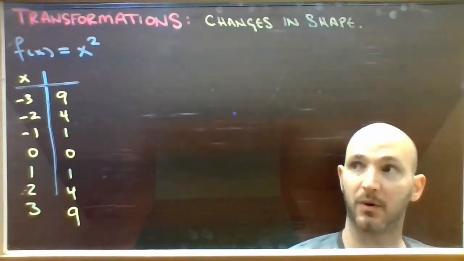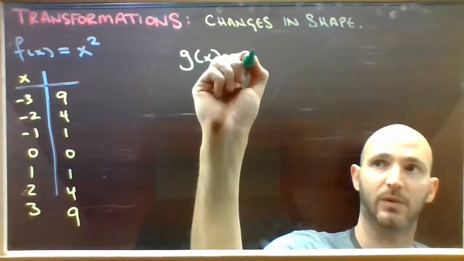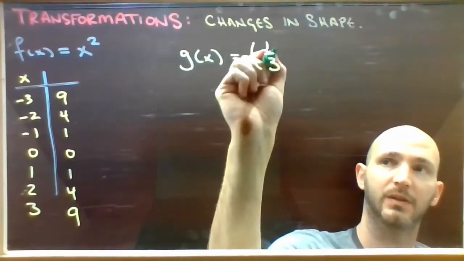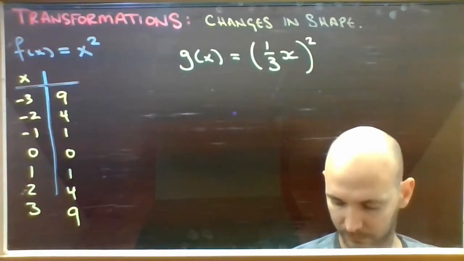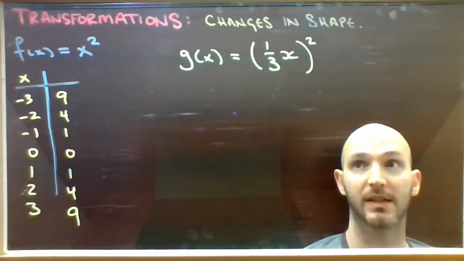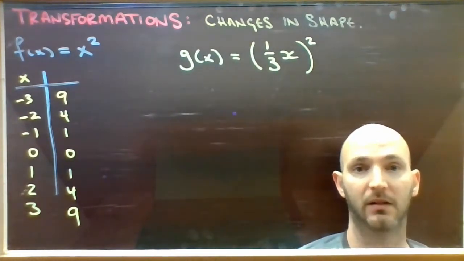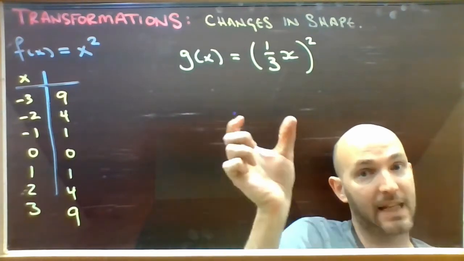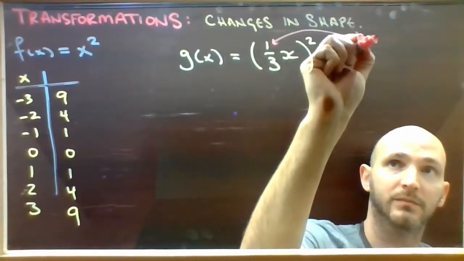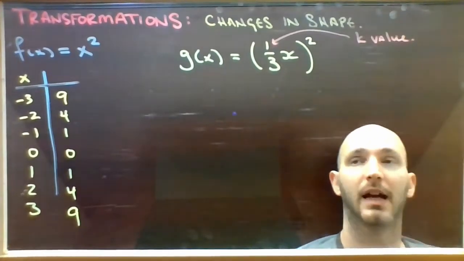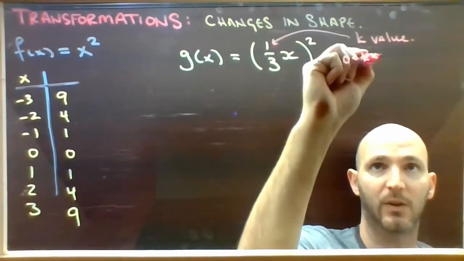So the function that I'm going to sketch with the transformation is g as a function of x equals 1/3 of x, squared. Now, do you notice that there is a multiplication factor in this one inside of the square? So if you have a multiplication factor inside the function, it is a k value. And in this particular case, I have a k value that is greater than 0 but less than 1.